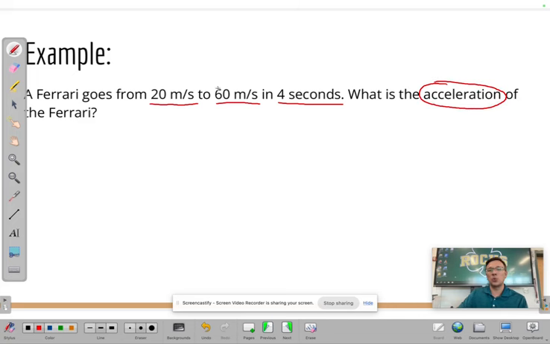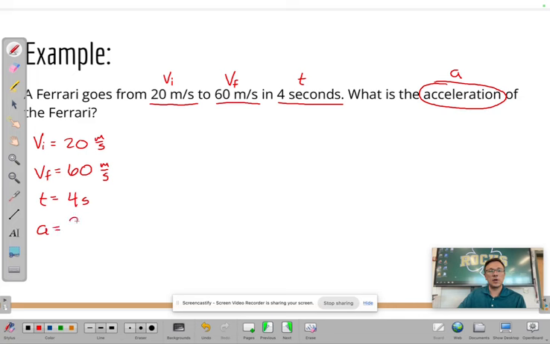So if it goes from 20 meters per second to 60 meters per second, that means this is my initial velocity, this is my final velocity, and then it gives us the time right here, and acceleration would be the letter A. I always like you guys to write out your knowns and unknowns over here, even though it's somewhat redundant based on what we just did. We're going to go ahead and do it. The initial velocity is 20 meters per second. The final velocity is 60 meters per second. And the time, 4 seconds. Acceleration is our unknown.